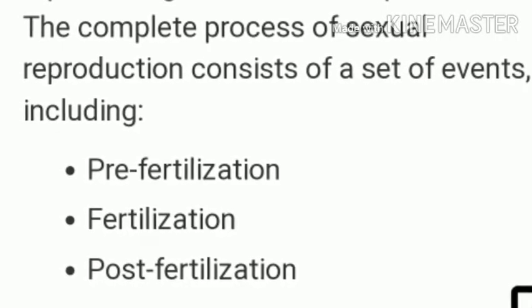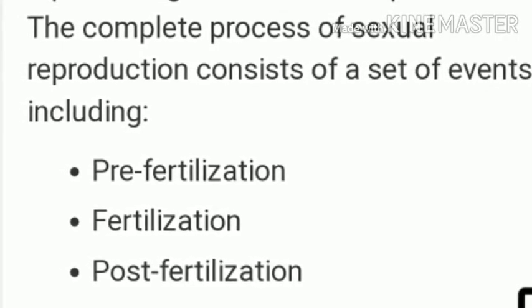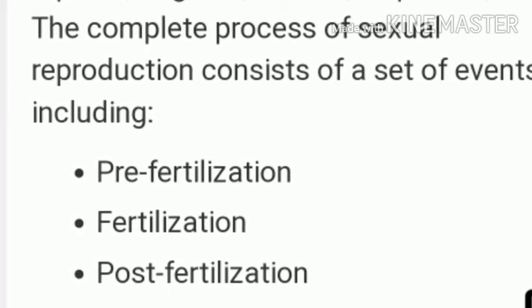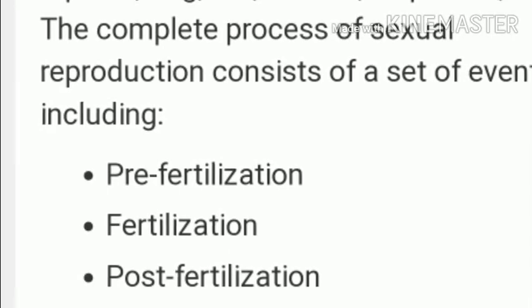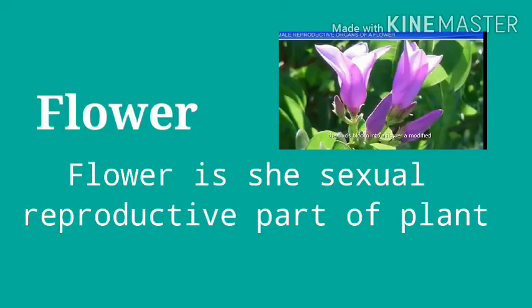The complete process of sexual reproduction consists of three sets of events. Number one is pre-fertilization, number two is fertilization, and number three is post-fertilization. So first of all, we study the flower. The flower is the sexual reproductive part of the plant.